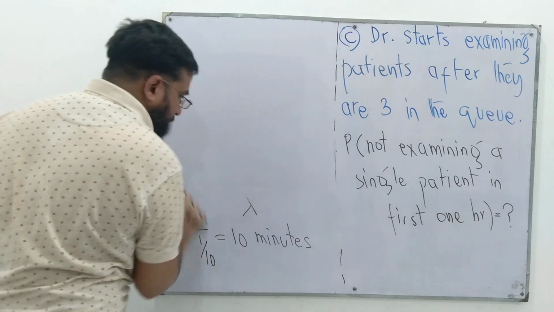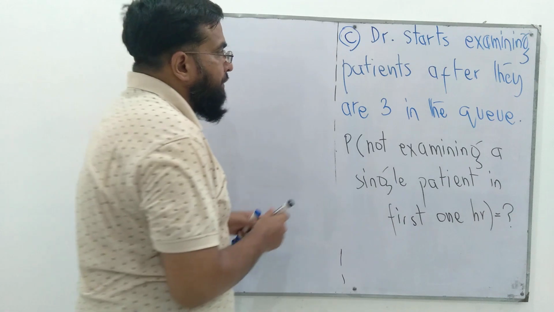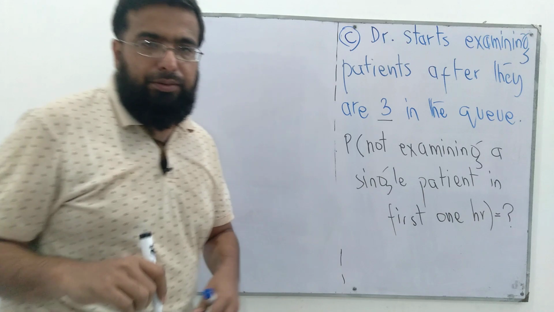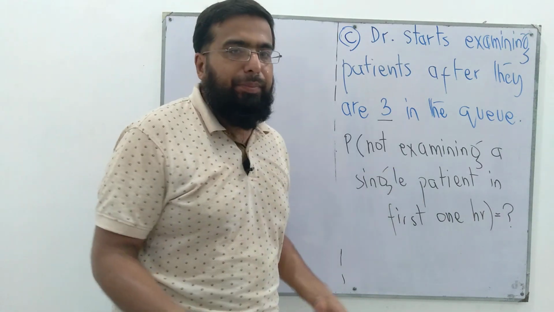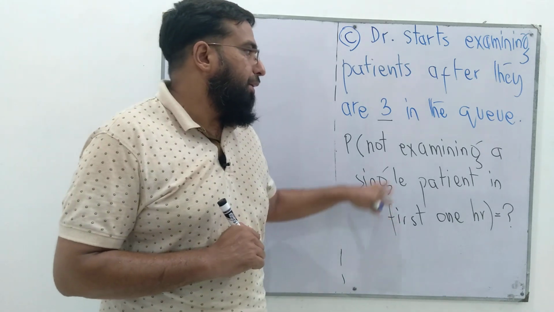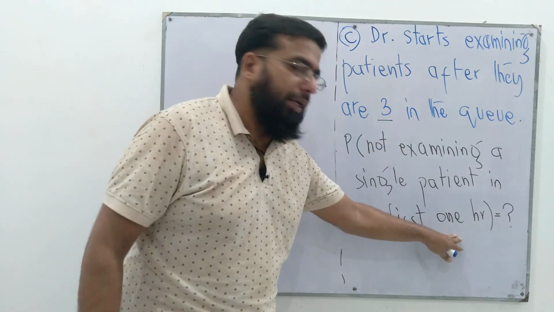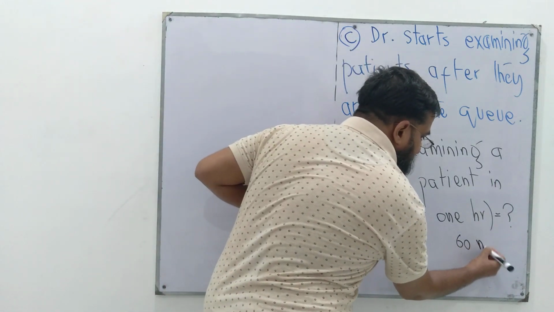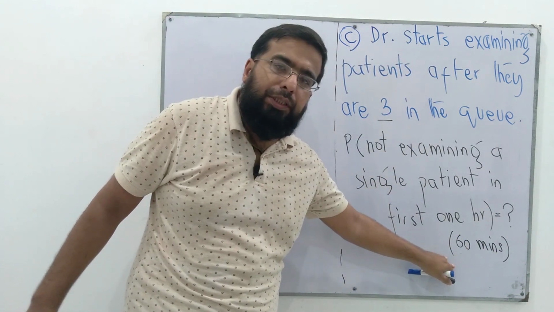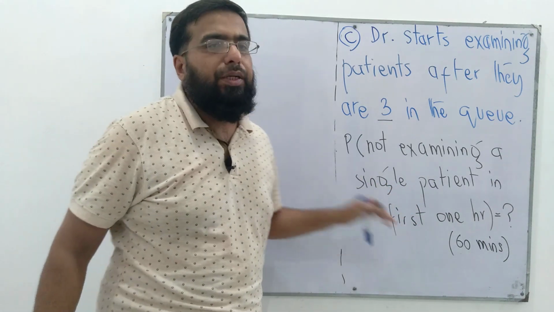So we want to know the probability that no patient is examined by the doctor in the first 60 minutes. 1 hour means 60 minutes. This means we haven't received 3 patients in 60 minutes. That is why the doctor hasn't examined a single one. This means we have to find the probability of receiving less than 3 patients in 60 minutes. If we receive less than 3 patients in the first 60 minutes, the doctor wouldn't examine even a single patient in the first 1 hour.